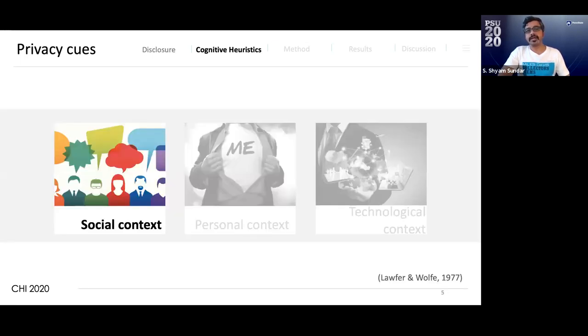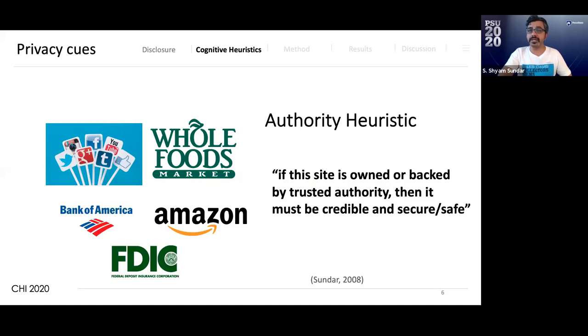So we set out to identify key heuristics in 3 different privacy contexts identified in the literature. I will touch upon a couple of examples under each context. First, in the social context, we have the authority heuristic. If we come across a credible authority on the interface, we are likely to think that our private information is safe on that site, thus making us disclose more personal information. Like when we see a FDIC logo on a bank website, we think our account information is safe and proceed to reveal our social security number and other such personal information.